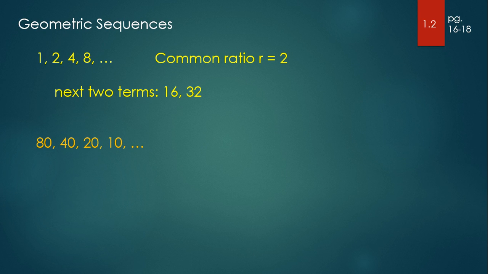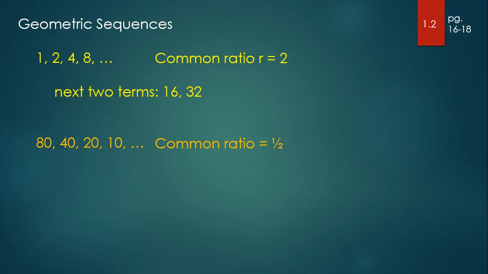Geometric sequences can also decrease. So if we look at the sequence 80, 40, 20, 10, what you might notice is that we seem to be dividing by 2. Well, dividing by 2 is the same thing as multiplying by 1/2. So the common ratio is 1/2.